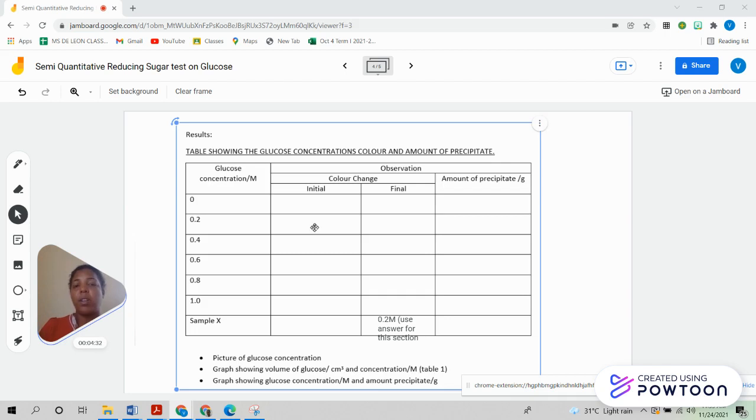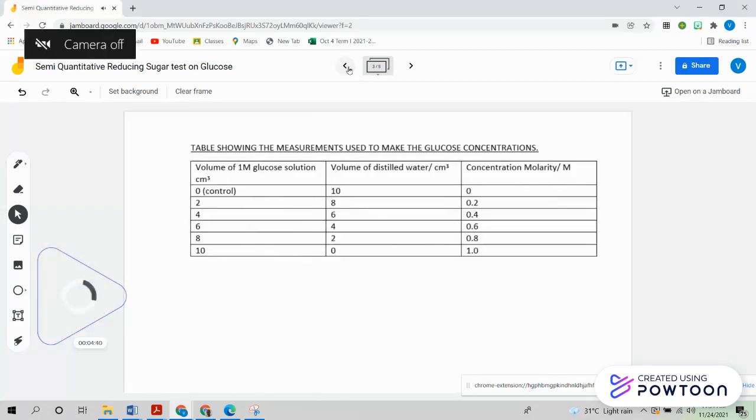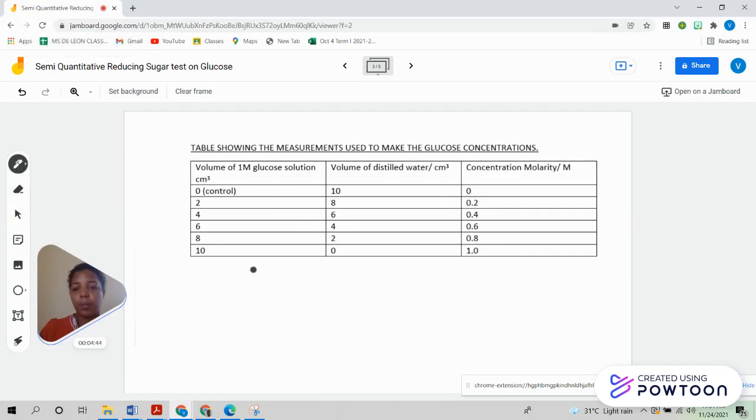Then you're going to draw a graph for me of the glucose concentration versus the concentration of the mole from table 1. So I'm going to go back and show you what I want and which table it is. So it's from table 1. If you go back, we're going to find table 1 here. So you're going to use this table, the volume of the 1 mole glucose, right?